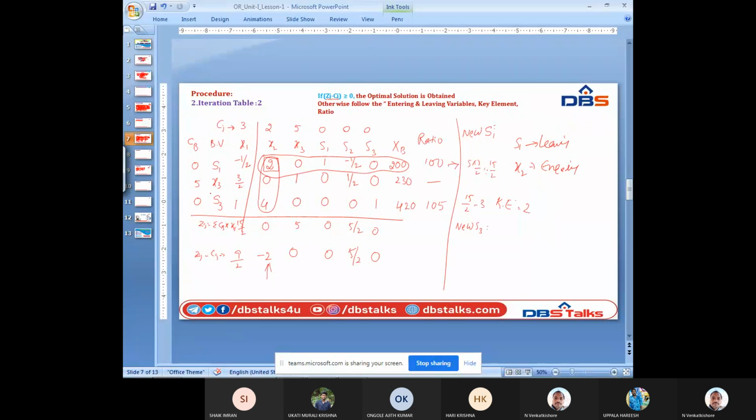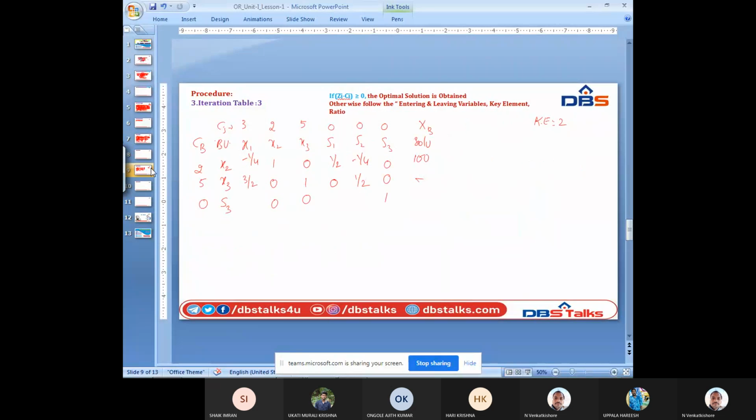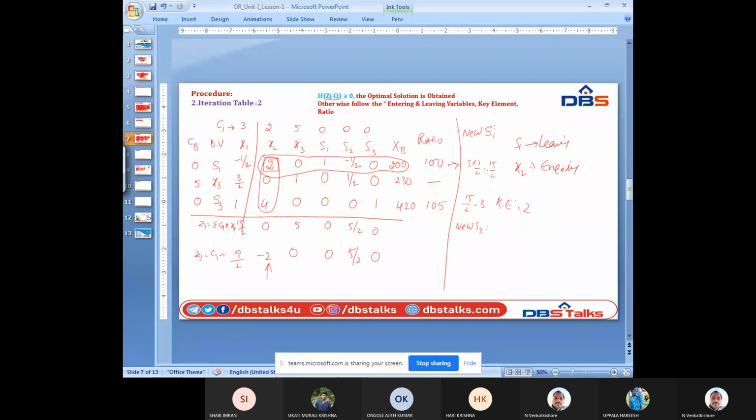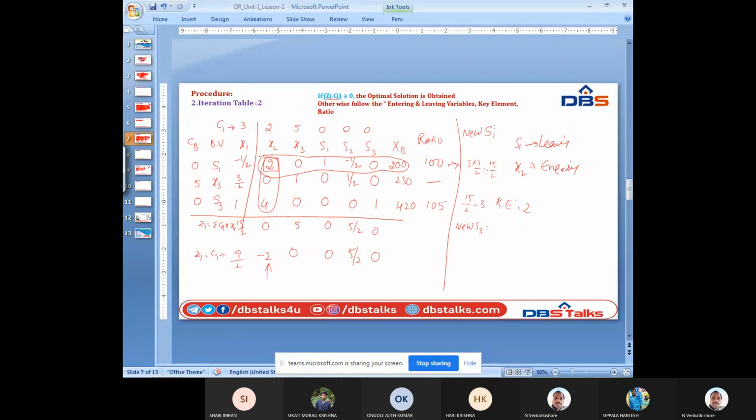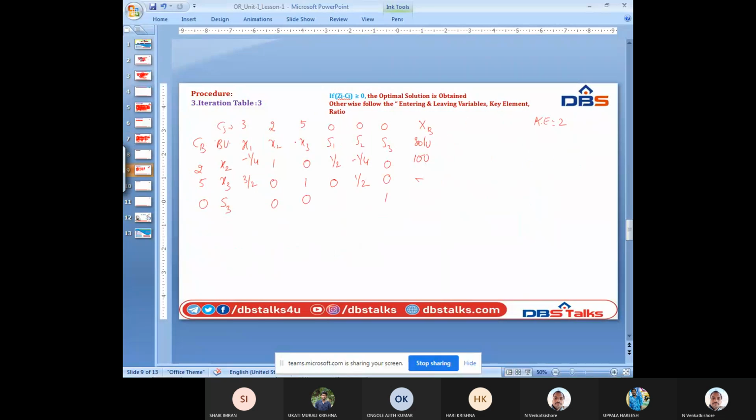Next, whatever the s3, only the differences. S3 means, here in the S3, what is the value we are facing? 4. But in the x2 column, we have to get 1 0 0. So when the 4 will be 0, this value is required to be 0. So what is the actual thing we are having? 4.